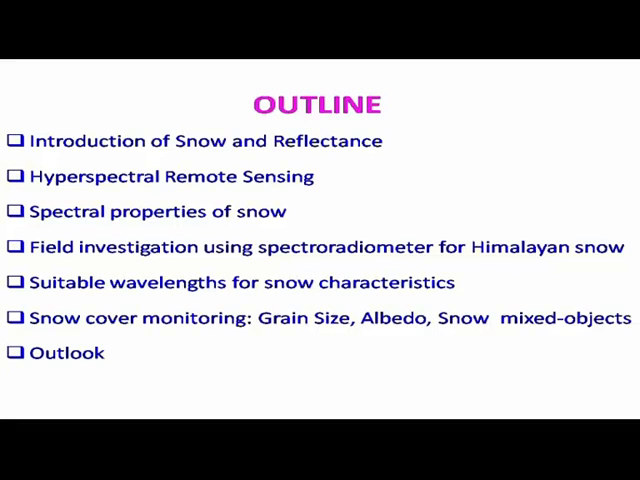So the outline of this presentation is, first of all, I will be talking briefly about snow and reflectance, then hyperspectral remote sensing, then spectral properties of snow, then field investigation using a spectroradiometer for Himalayan snow, then selection of suitable wavelength for snow cover characteristics, and then snow cover monitoring or snow characteristics, like snow grain size, albedo, snow mixed object. I will be discussing this, and finally the outlook.